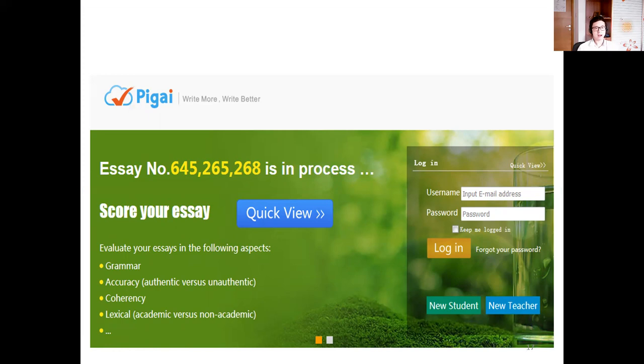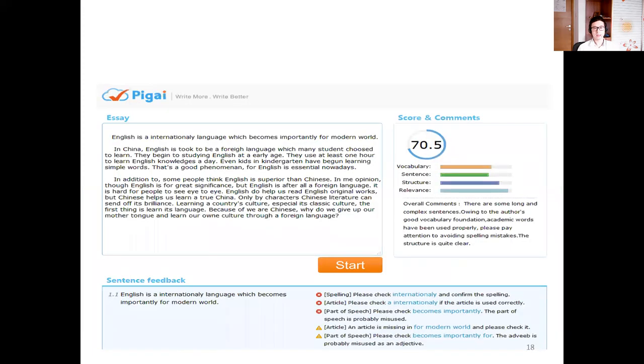It was developed by a tech company in China. You can see that it also generates an overall score out of 100. It focuses on vocabulary, sentence structure, and relevance. It also provides overall comments. In terms of corrective feedback, it offers information on spelling, article, and sentence structures.